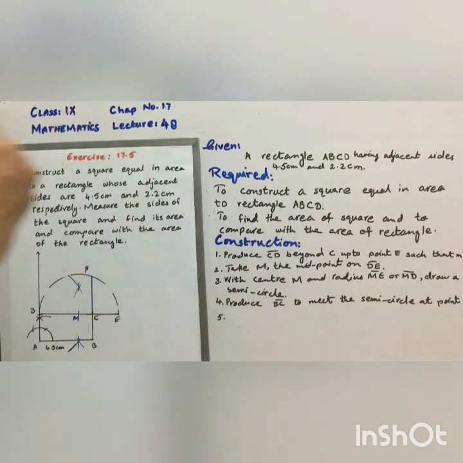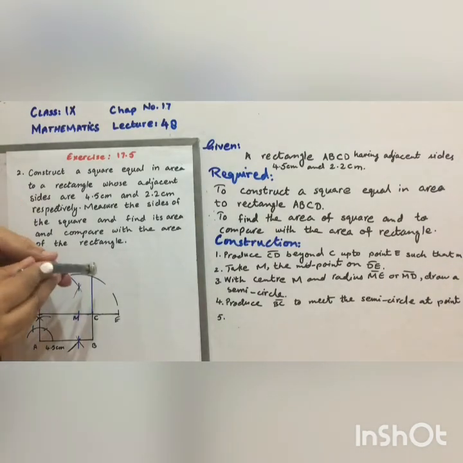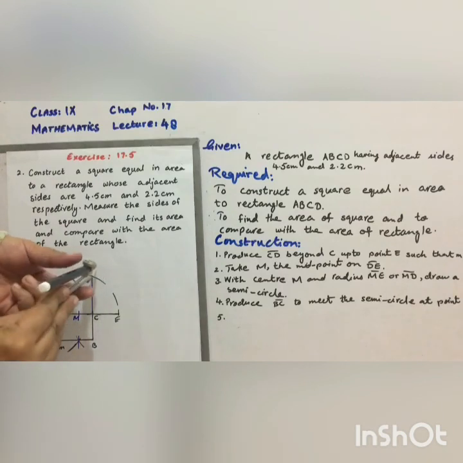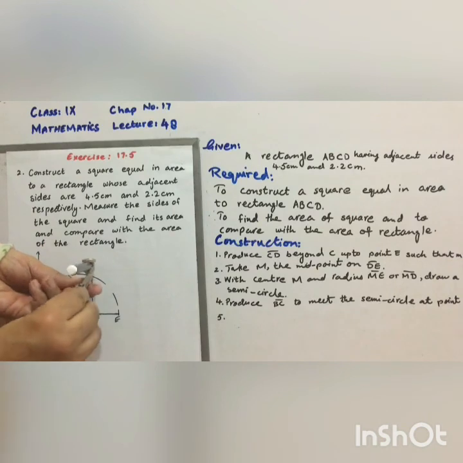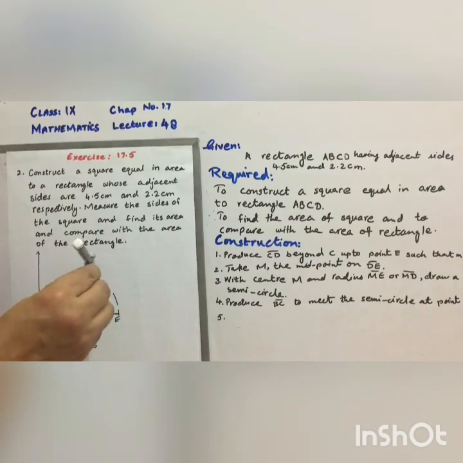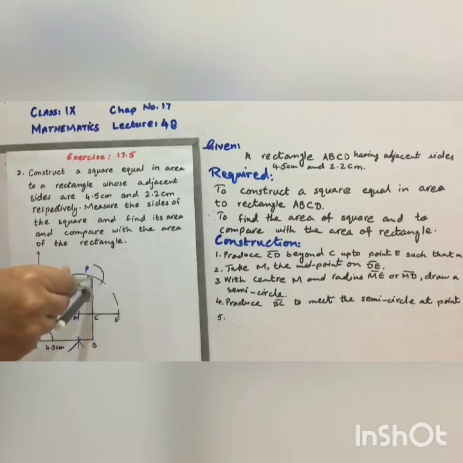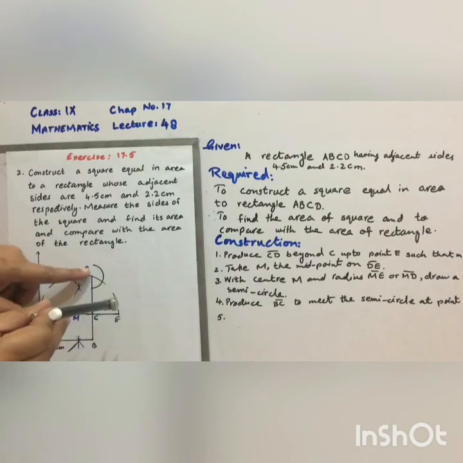In step number 5, we will construct a square on PC. For this purpose, draw a perpendicular on PC. In other words, make an angle of 90 degrees at PC.